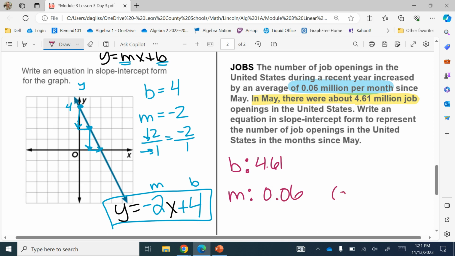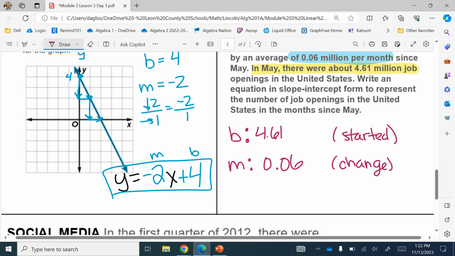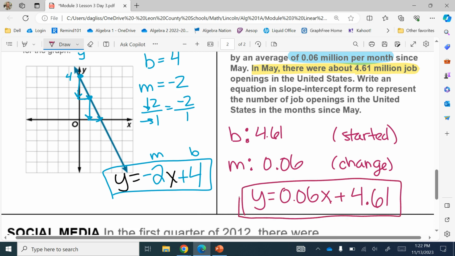Okay, so this is how we change, and this is what we started with. So we started with 4.61 million jobs. It increased, which is why we're positive, by 0.06 million per month. So how am I going to write my equation? 4.6. There you go. Yes.